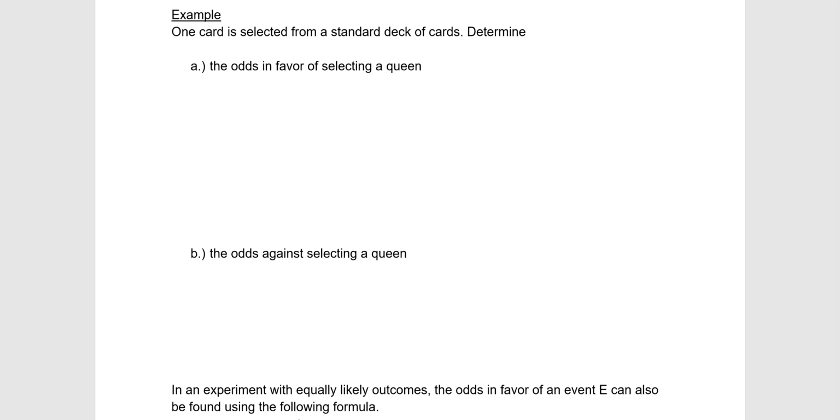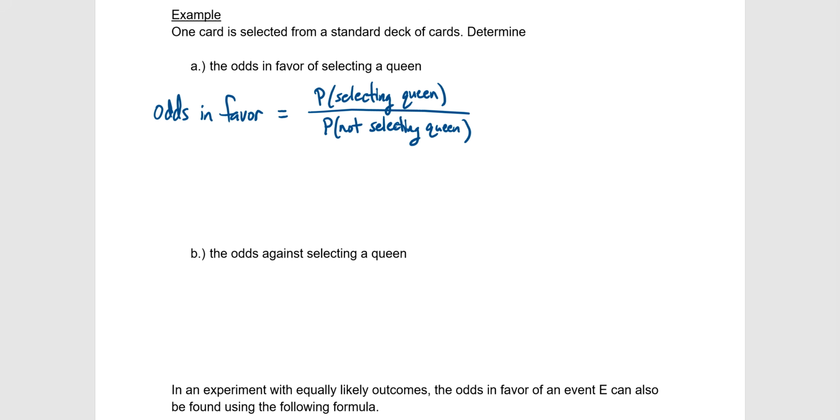So this is going to be the probability of success divided by the probability of failure. In this case, it means the probability of selecting a queen divided by the probability of not selecting a queen. The probability of selecting a queen is going to be 1 out of 13, because there are 4 queens out of 52 cards, which simplifies to 1 over 13. So the probability of not selecting a queen is going to be 12 over 13, and that comes from simply doing 1 minus the probability of selecting the queen.